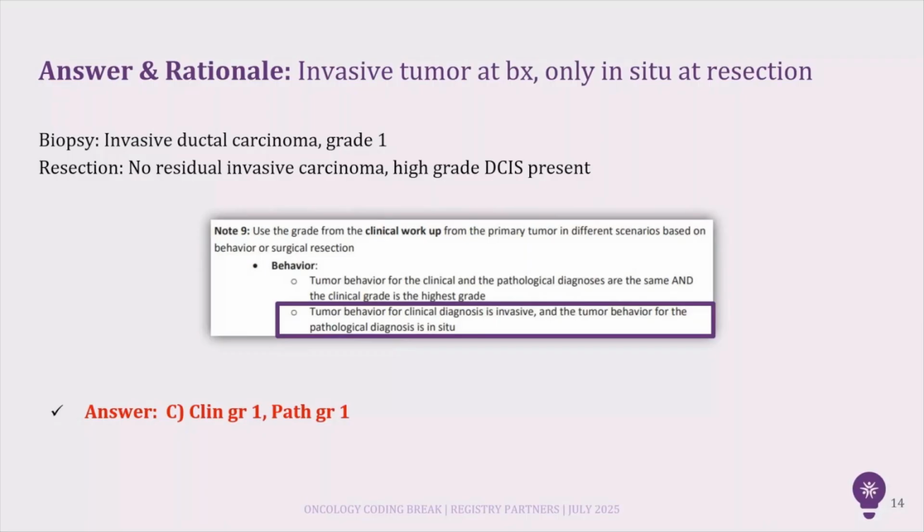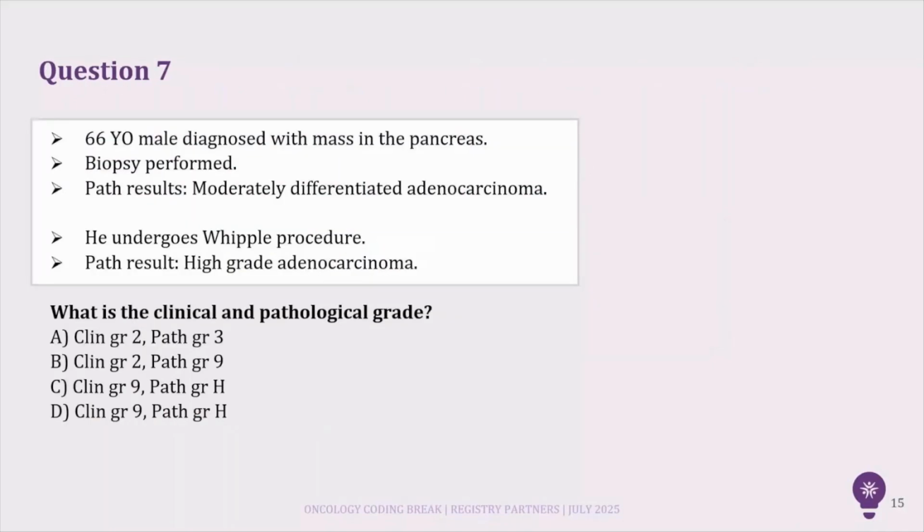Okay, next question. Now we have a 66-year-old male with a mass in the pancreas. He underwent a biopsy, which resulted in moderately differentiated adenocarcinoma. He goes on to have a Whipple, which results in high-grade adenocarcinoma. So what are we going to do here for clinical and pathological grade when we have moderately differentiated on the biopsy and then high grade on the resection?